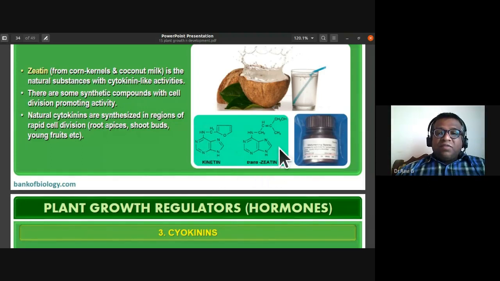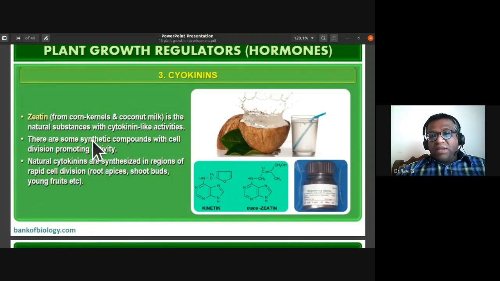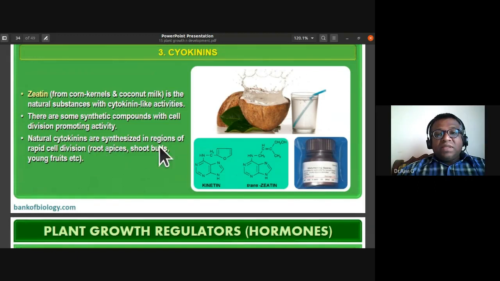Zeatin is obtained from corn kernels and coconut water. They have extracted this zeatin from coconut milk. So they are all natural substances with cytokinin-like activity. Natural cytokinins are synthesized in the growing tips of plants, like the meristematic zones of root and shoot apices, as well as in young fruit. They are synthesized in these regions, which are undergoing rapid cell division.